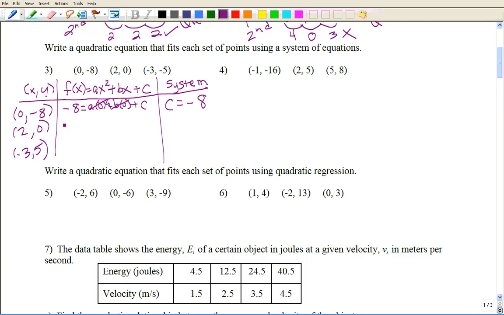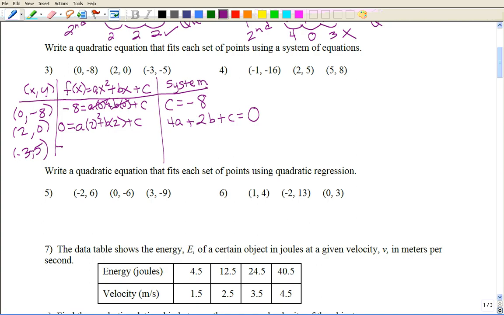Next line, same thing. So I'll have 0 equals a times 2 squared plus b times 2 plus c. That simplifies too. So 2 squared is 4, so I have 4a plus 2b plus c equals 0. And then finally, oh, there is supposed to be a negative right there, (-3, -5).